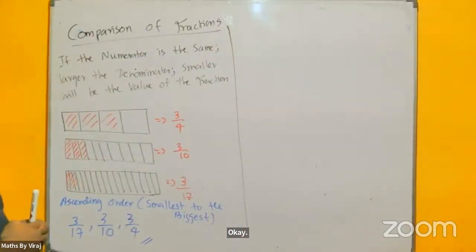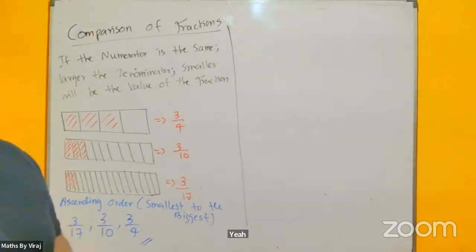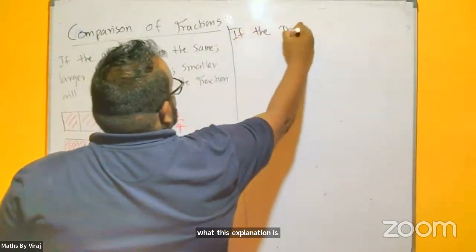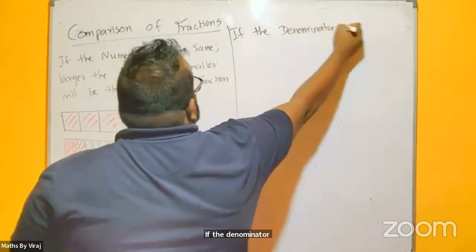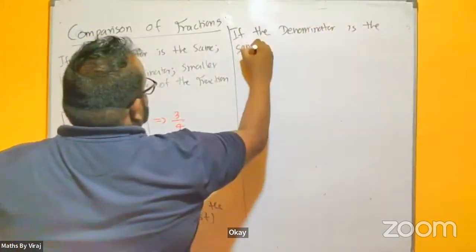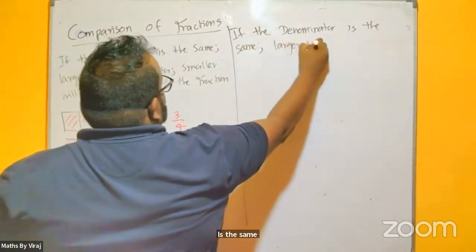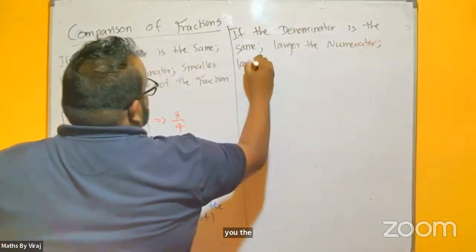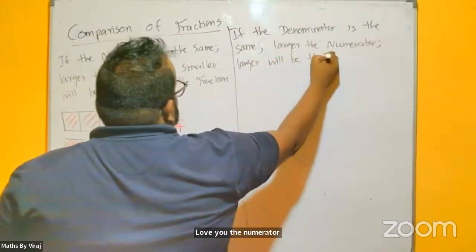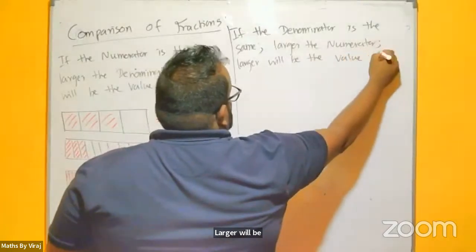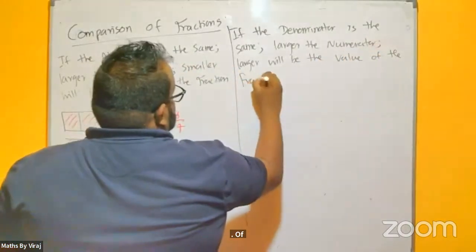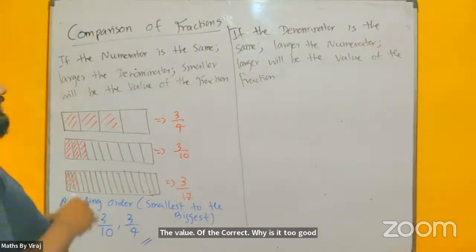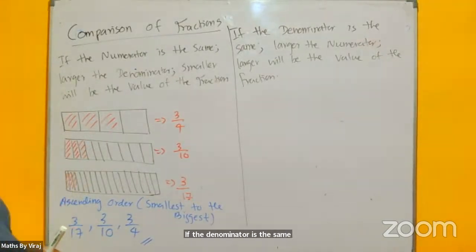That is done. We have another explanation for this. Let's see what this explanation is. If the denominator is the same, larger the numerator, larger will be the value of the fraction. What is it, children? If the denominator is the same, larger the numerator, larger will be the value of the fraction.